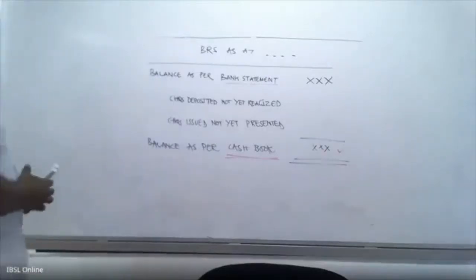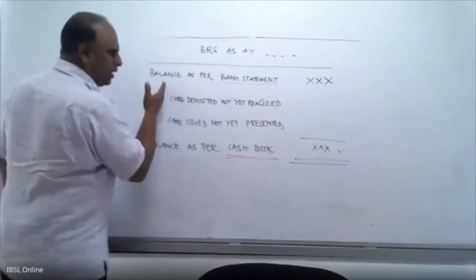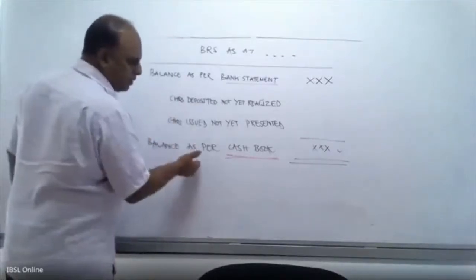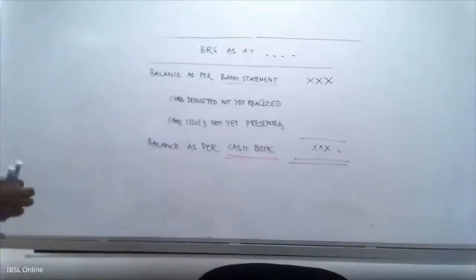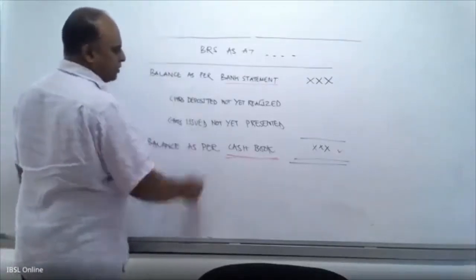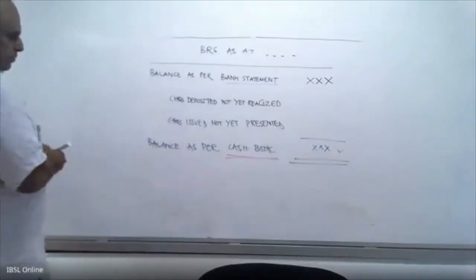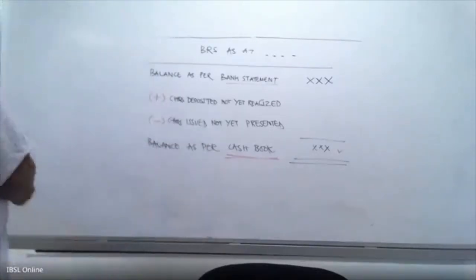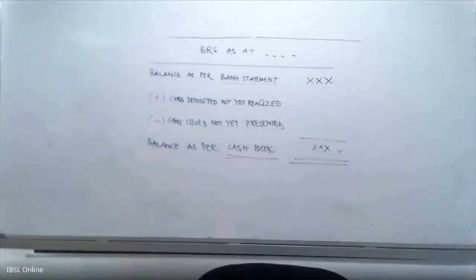Now what do we do here? To this balance, either you have to add or deduct this, or you add or deduct this. Then you have to arrive at the other balance. Now the question comes, whether I should add this or deduct this. Okay? So I'll give you the answer. I will add this and I will deduct this. Can somebody tell me, or whether you can really understand, why I should add the checks deposited not yet realized, and deduct the checks issued not yet presented?